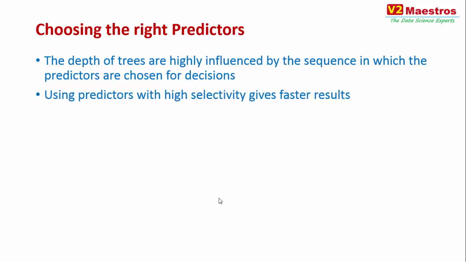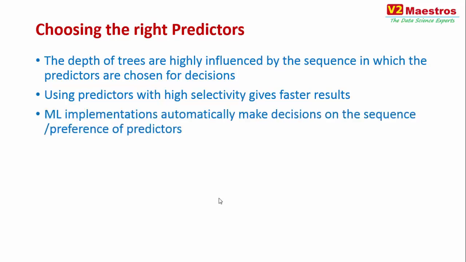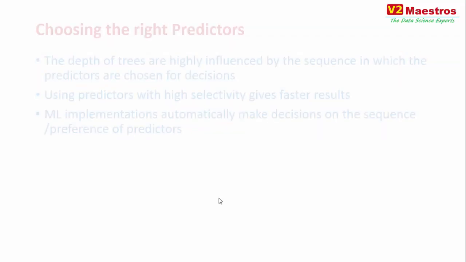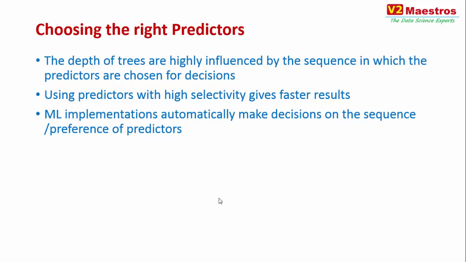Predictors, using the predictors of high selectivity typically gives you results a lot faster. Again, the algorithms find them for you, unless you are very eager to learn the theory behind all these algorithms. You don't have to really bother about these things. Machine learning algorithms automatically make the decisions on the sequence and preference. So this is a pretty simple and straightforward machine learning algorithm, easy to build, easy to use, and easy to explain.